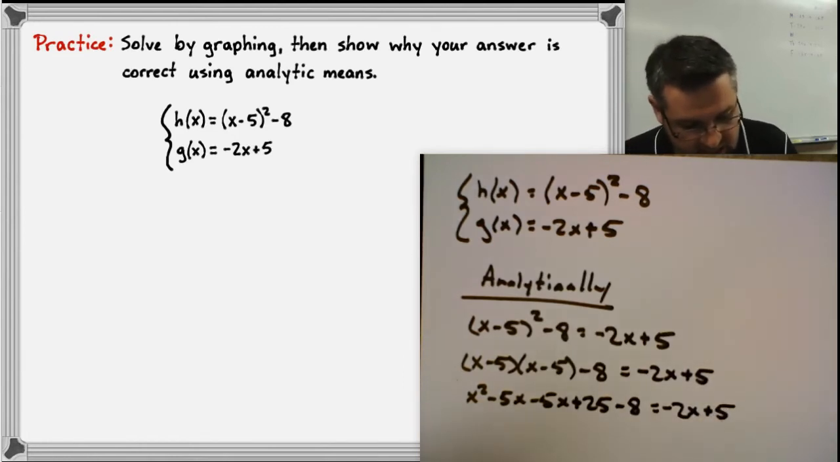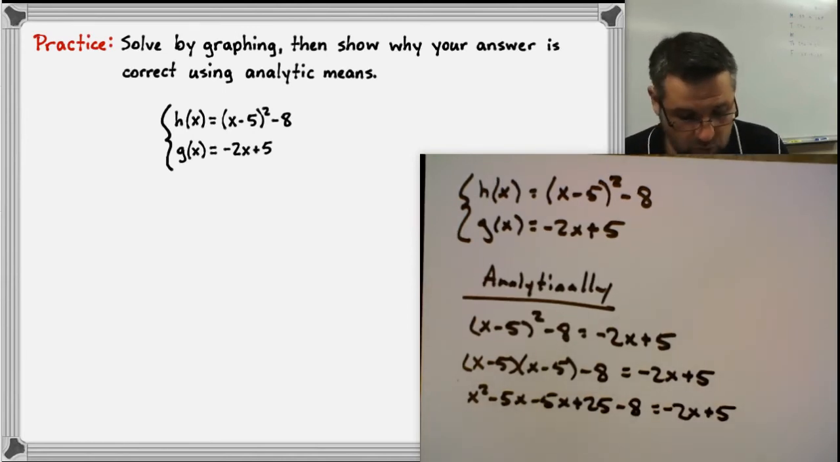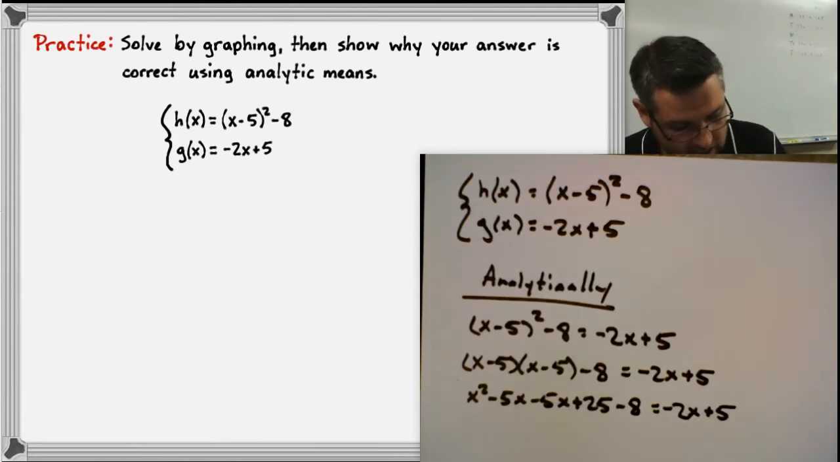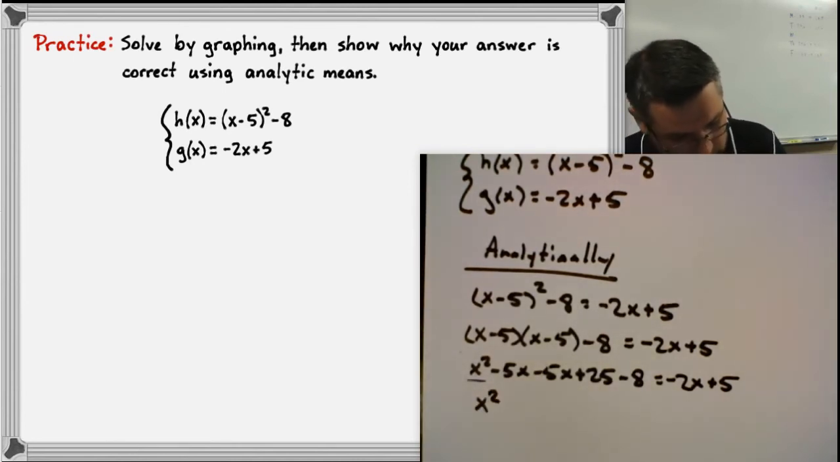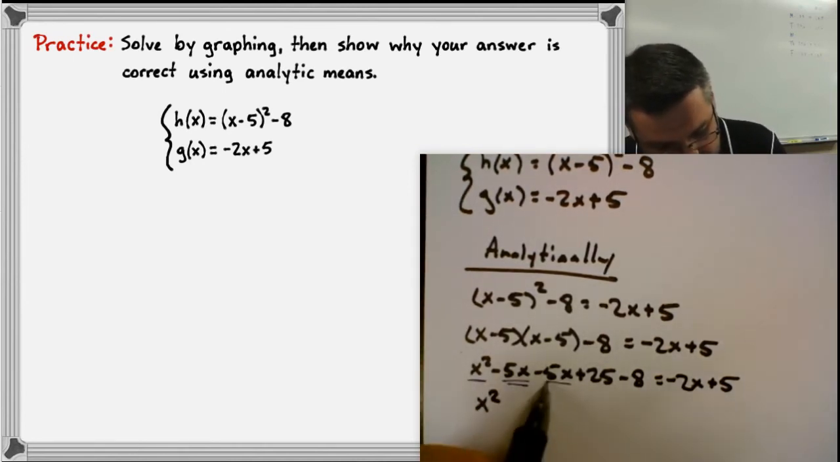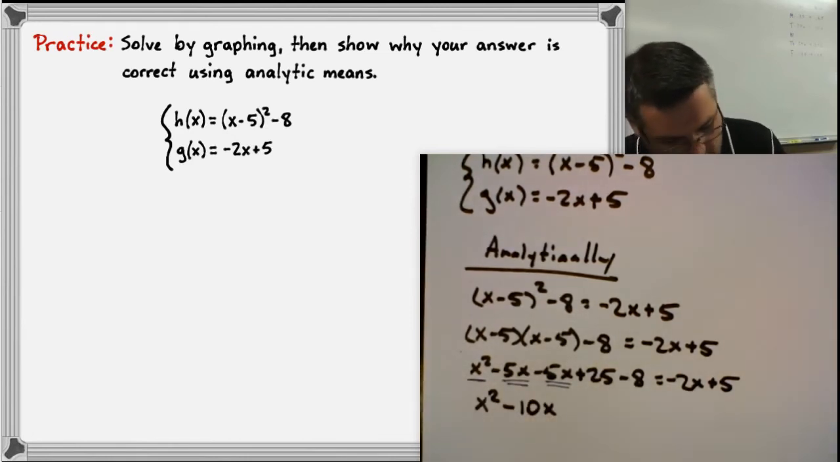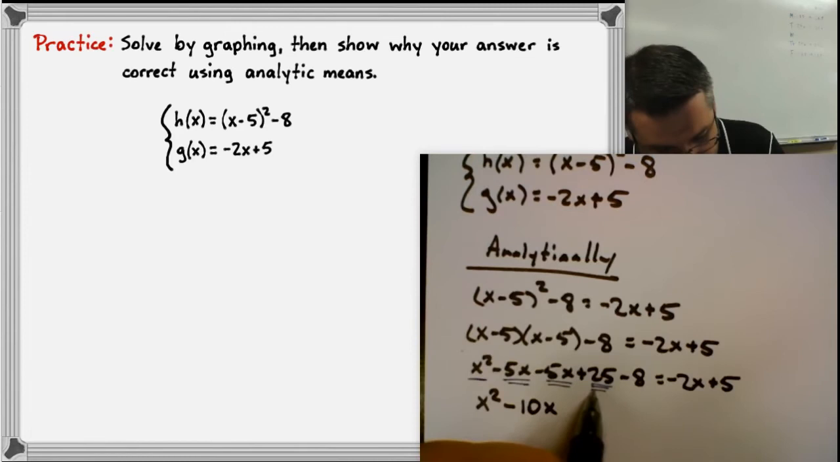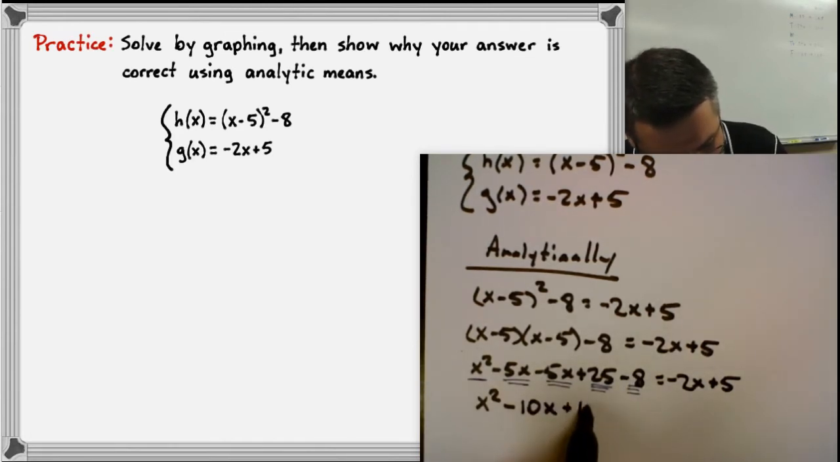And then because this has an a value, b value, and c value, we're going to want to move everything over to one side because we're either going to use the quadratic formula or factoring here. Before I do that, let me go ahead and combine like terms. I've got x squared. That's the only term with an x squared in it. I've got negative 5x and negative 5x. That's negative 10x. And then I've got 25 minus 8. That's going to be plus 17.